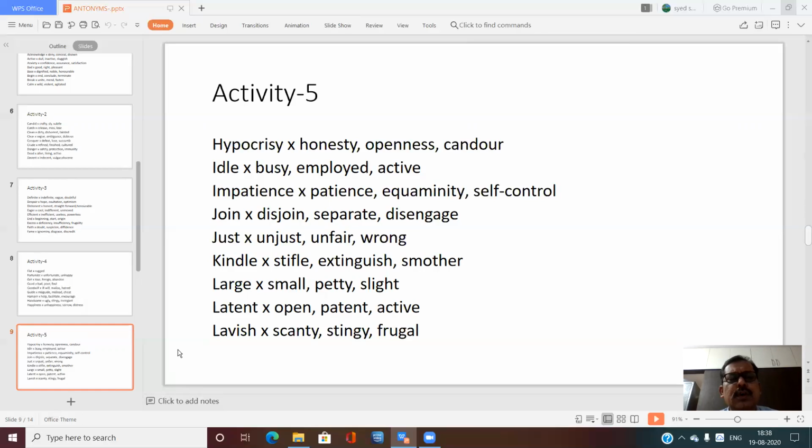Next, join. Opposite word: disjoin, separate, disengage. Engaged means joined. Just. Opposite word: unjust, unfair, wrong.